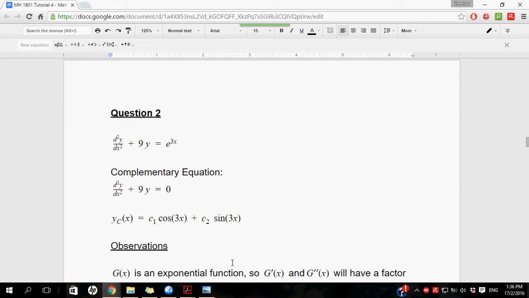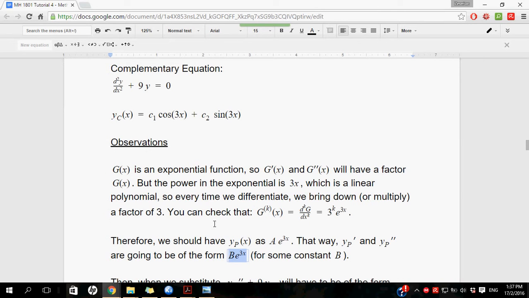Then, when we substitute everything into our original formula, yp double prime is constant times exponential. Yp is also a constant times the same exponential, and taking such a linear sum would certainly give us a constant times the same exponential function. So we will choose yp to be a times e to the power of 3x.